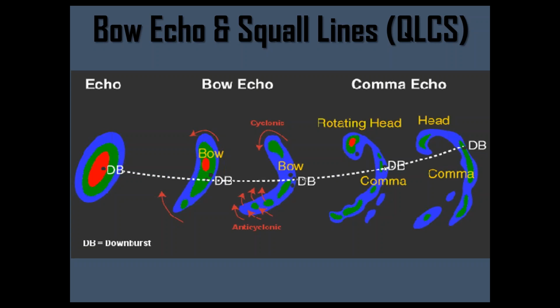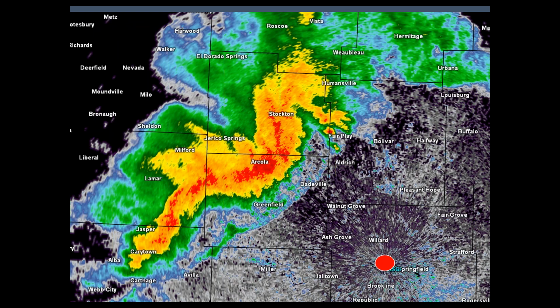Your strongest winds with these bows are going to be right at the apex, right here, in this region. That's where your most damaging winds are, because you've got enough winds coming in from behind it and coming straight down to the surface. This is where your highest winds are going to be with these bows. So let's take a look at these.